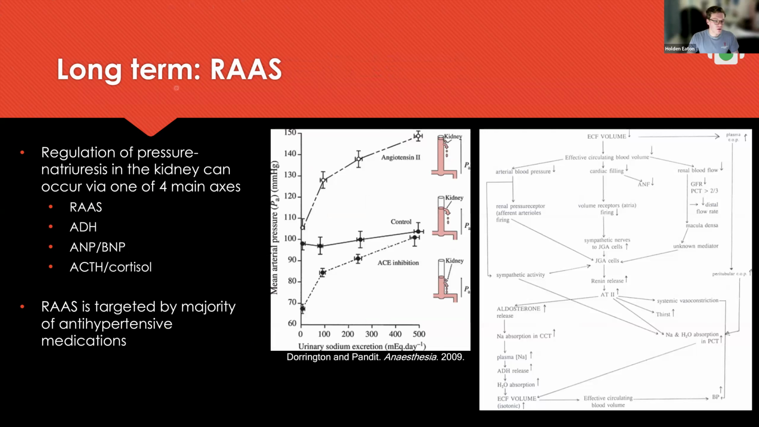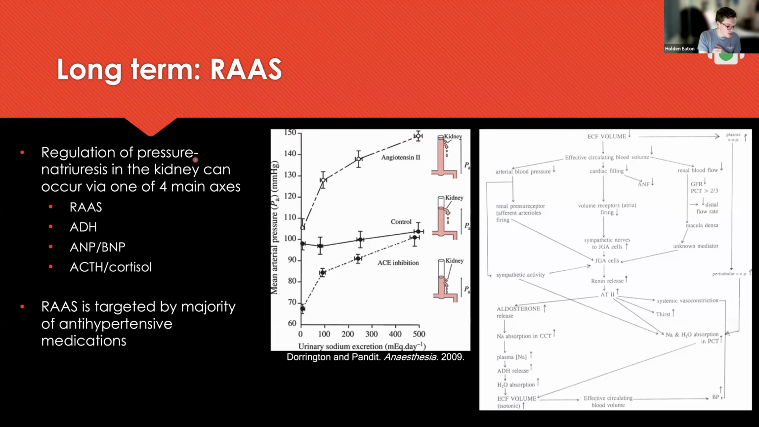So now we've got the model under control. We just want to think lastly about how the body can change the pressure natriuresis relationship over time, because it does change depending on situations and circumstances, environmental circumstances, and that's physiological. So there's 4 listed here, but the most important is the renin-angiotensin-aldosterone system.